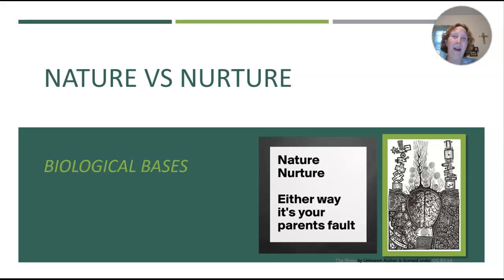And this unit is called the Biological Bases of Psychology. It's basically looking at all the different ways our body and everything in our body impacts our behavior, and to an extent how our behavior impacts our body.